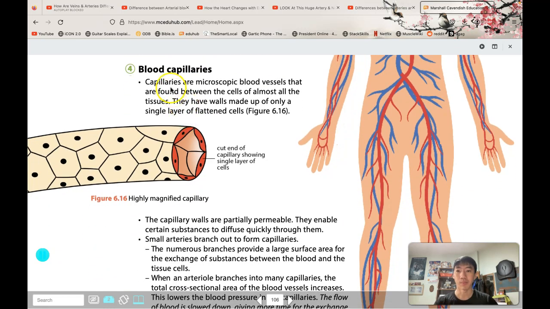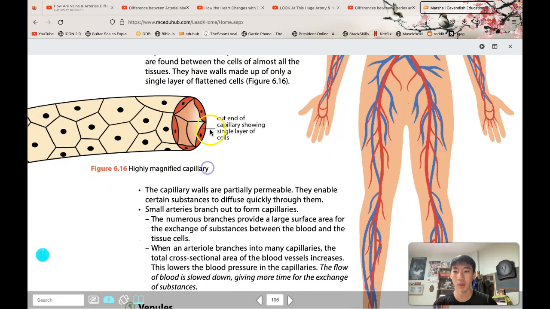Blood capillaries. Capillaries are microscopic blood vessels that are found between the cells of almost all tissue. They have walls made of only a single layer of flattened cells, as shown in this figure. We can see there are a few adaptations in the capillaries to help them perform their function.